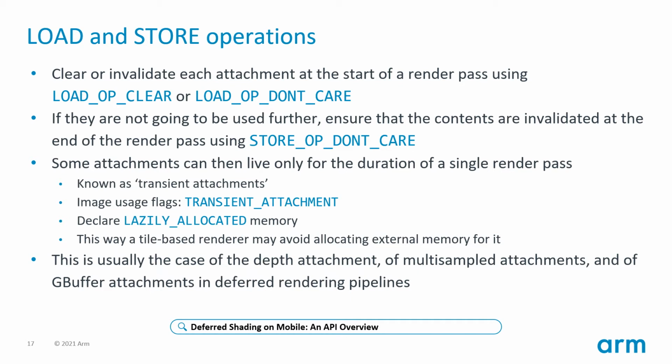There are many other possible use cases for this, such as multi-sample attachments, which can be used to reduce aliasing but do not need to be written out to main memory, and deferred pipelines, where the intermediate contents of the G-buffer may also be discarded once we have determined the final color of the pixels. I recommend you read our blog on deferred rendering on mobile, which goes into a bit more detail on this.